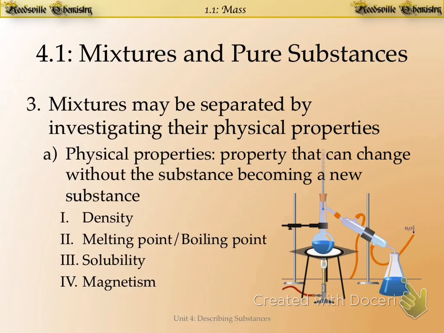And a fourth physical property we can use to separate mixtures is magnetism. If you have two compounds that are combined with each other, one's magnetic, the other isn't, we could easily use magnetism to pull one out.